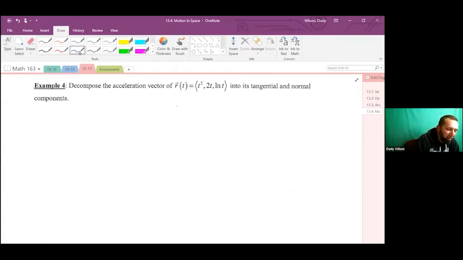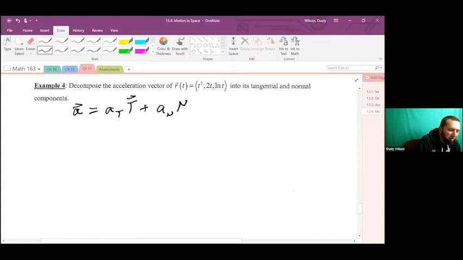So again, we have that we can write the acceleration as the acceleration in the tangential direction times the tangent vector plus the acceleration in the normal direction times the normal vector. Or if you like, we could write this as v prime T plus k v squared N.